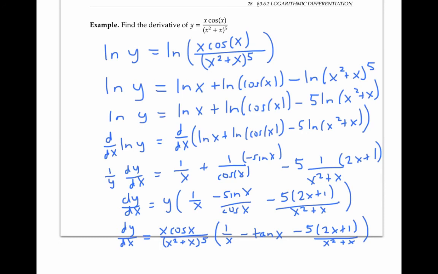Again, I didn't have to use logarithmic differentiation to find this derivative. I could have just used the product rule and the quotient rule. But logarithmic differentiation made it computationally much easier.